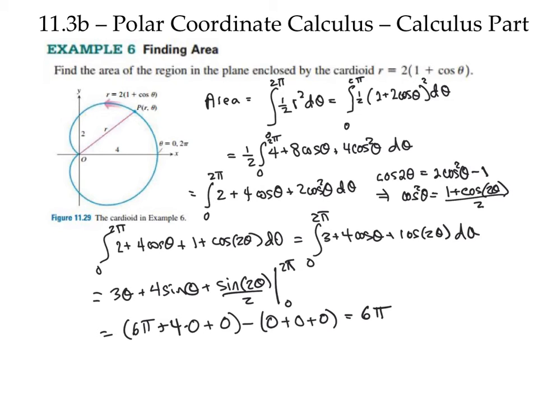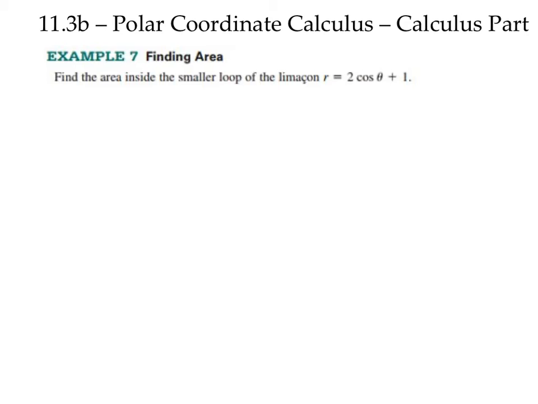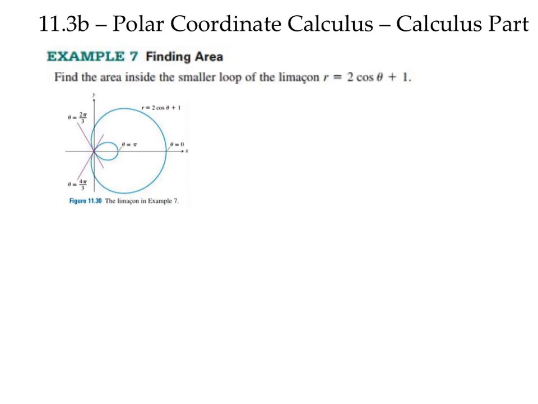Let's do another example. In polar coordinates, whenever you're graphing something of the form r equals a cos theta or sine theta plus b, if a is greater in absolute value than b, you get an internal loop called a limaçon. And the graph of this one looks as follows. Now, they're very kind in pointing out that the inner loop starts when theta is 2 pi over 3 and ends when theta is 4 pi over 3.